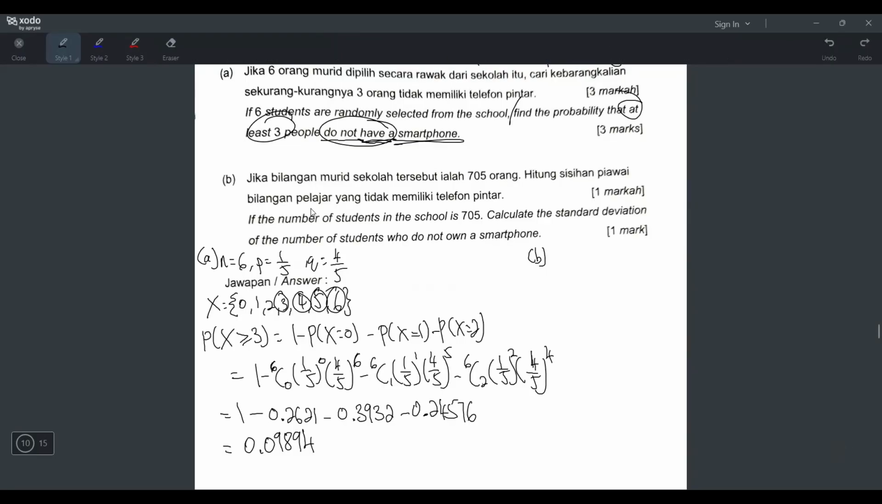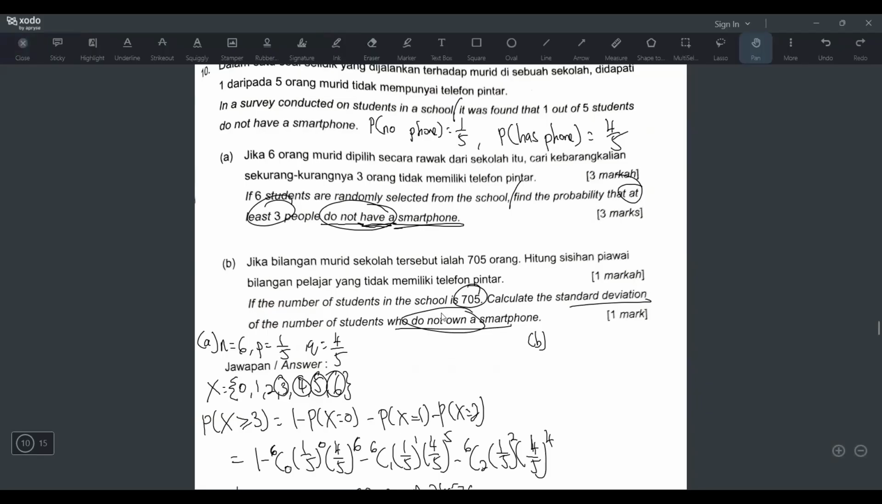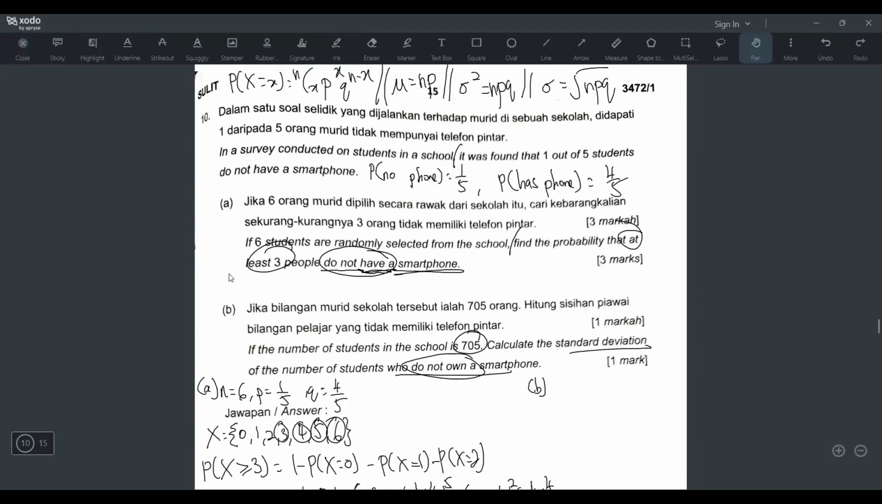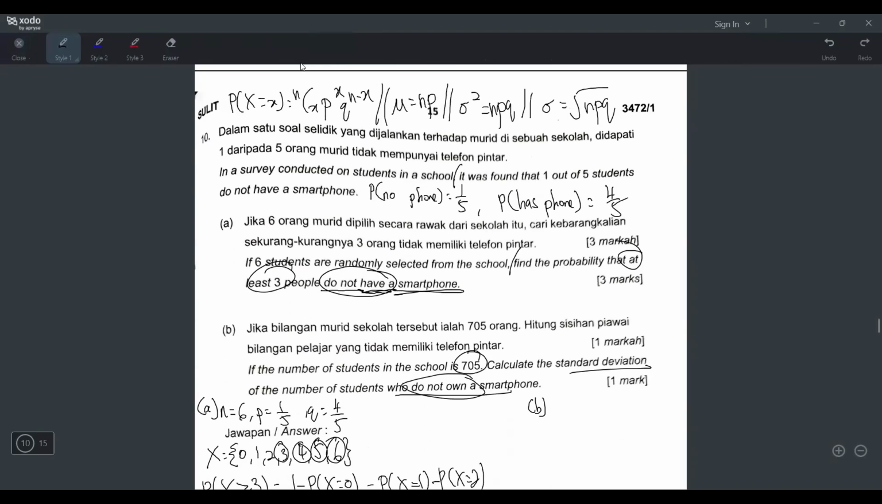Let's read the question. If the number of students in the school is 705, calculate the standard deviation of the number of students who do not own a smartphone. So it means your probability of success is still 1 over 5, because the success is still for students who do not have a smartphone, right? But now they want to find the standard deviation and they give you the total number of students. So which formula will you use? Of course, the standard deviation formula.